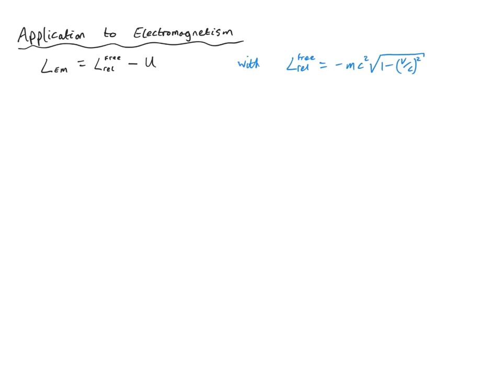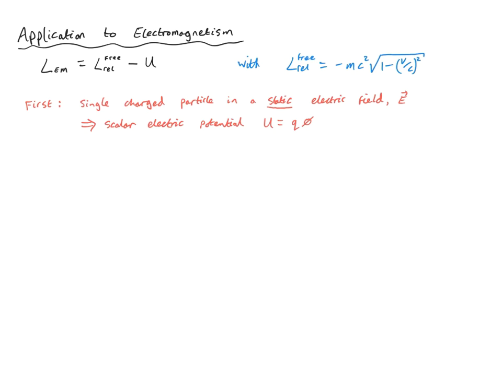So as before, our relativistic free Lagrangian is given by minus mc squared times the square root of 1 minus v squared upon c squared. So this object is going to give us the relativistic kinetic energy, basically, of a particle. And the potential is described by this second term, U here. So first of all, let's consider a single charged particle in a static electric field, which is this vector field E. Now, of course, we can write this in terms of a scalar potential for the particle. The potential energy is then Q, the charge on the particle, times this phi, which is the scalar electric potential.